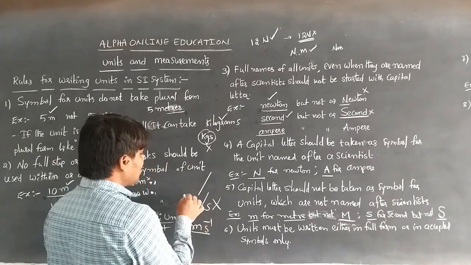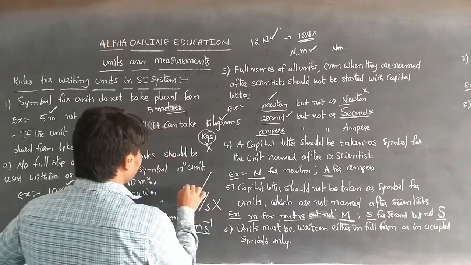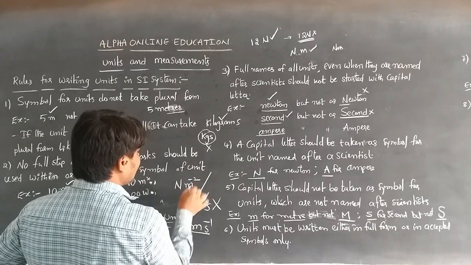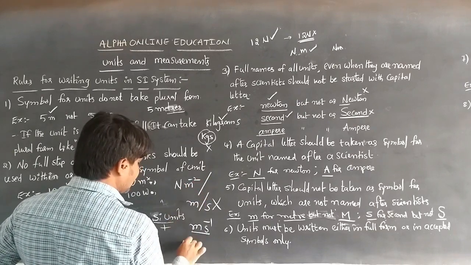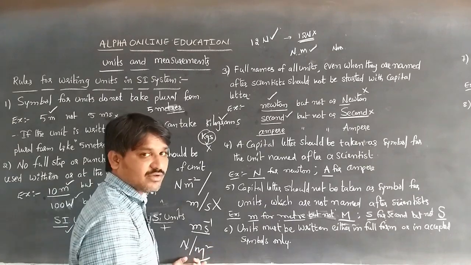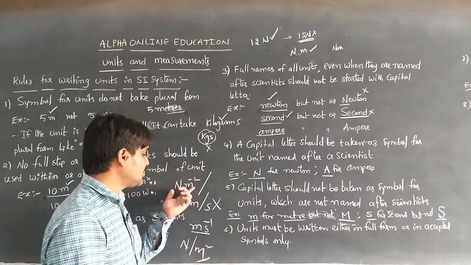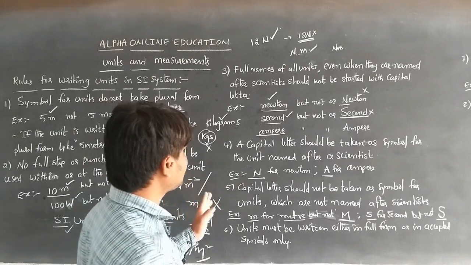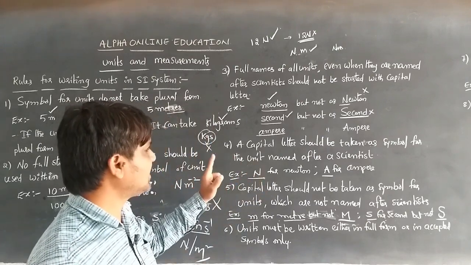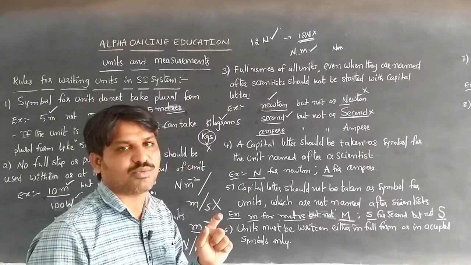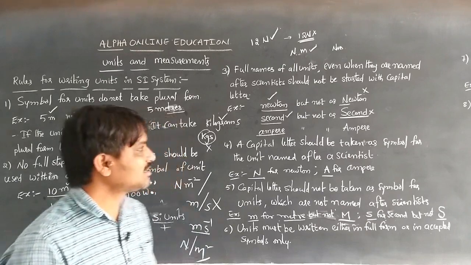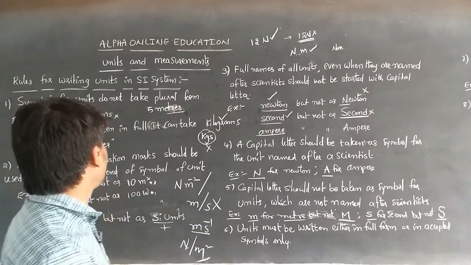In the case of newton per meter square, we can write newton per meter square like this only. We should not write it like newton per meter square with a slash. A slash should not be used in writing a compound unit, and some space should be left between the compound units and between the numerical number and the units. So these are the basic rules for writing units of a system.